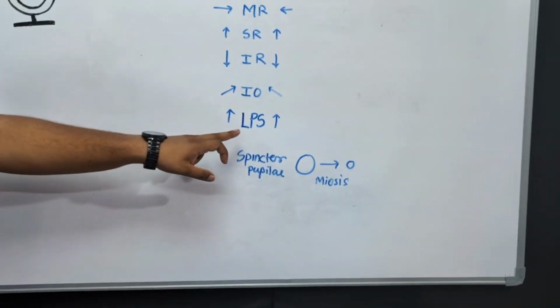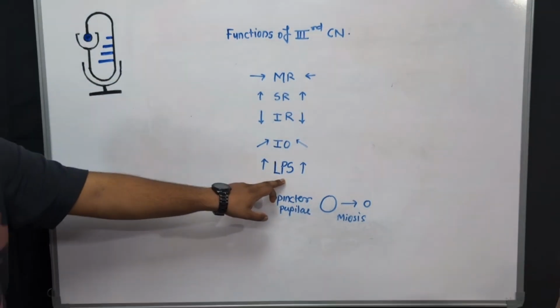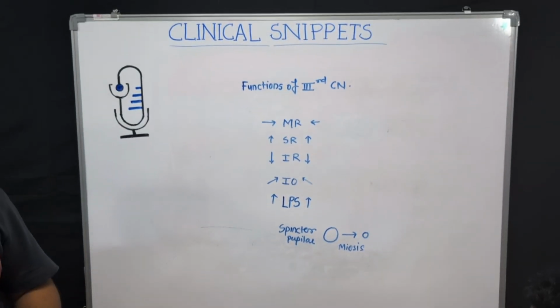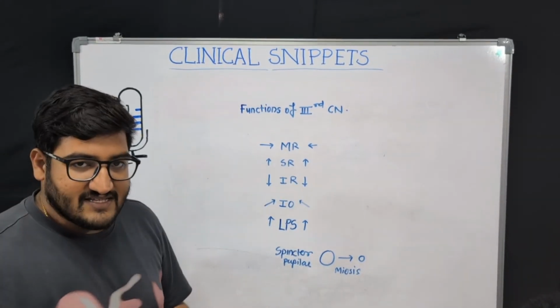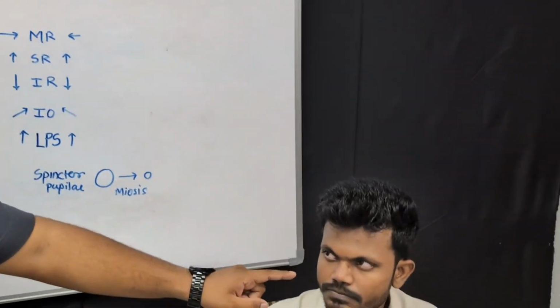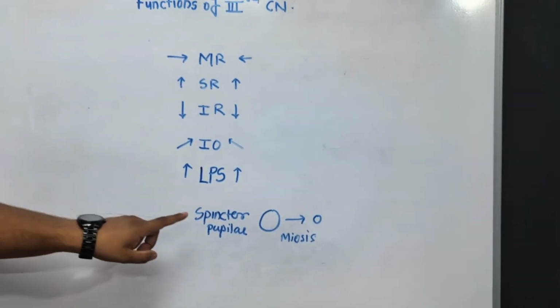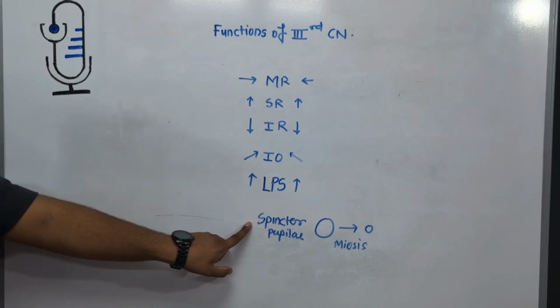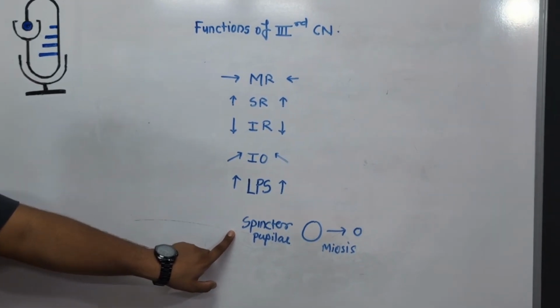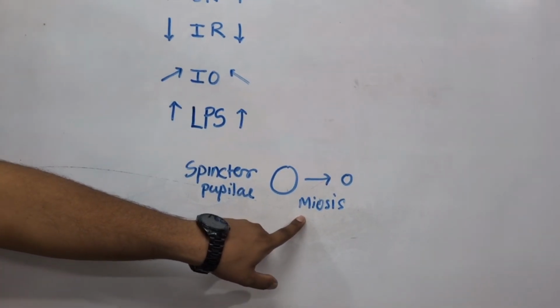The next muscle supplied by the third nerve is levator palpebrae superioris. Demonstration of levator palpebrae superioris is very easy. Just ask the patient to elevate his lids. Close the lids once, open them. This function is caused by the levator palpebrae superioris. Another muscle that is supplied is the sphincter pupillae. The function of the third nerve is causing miosis.